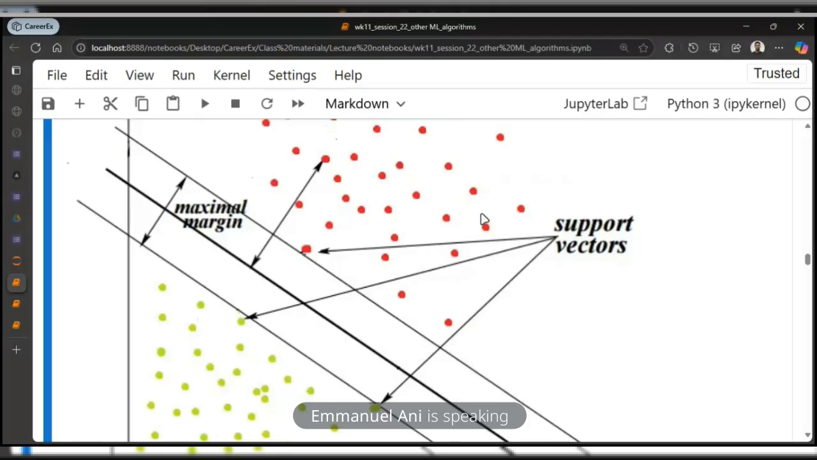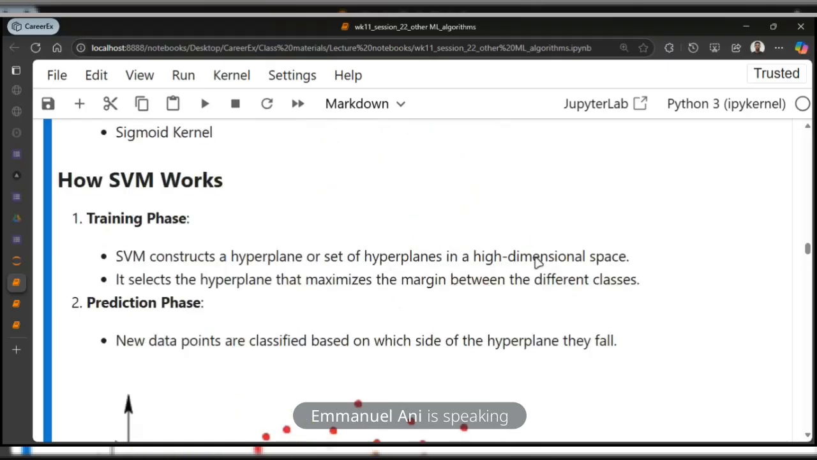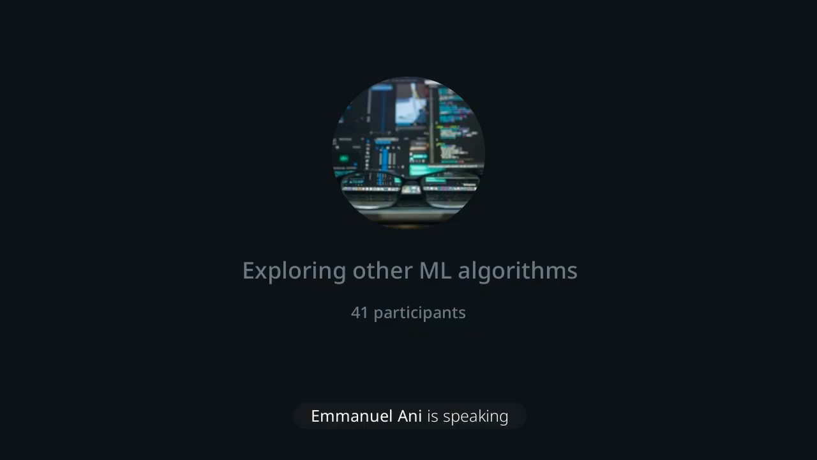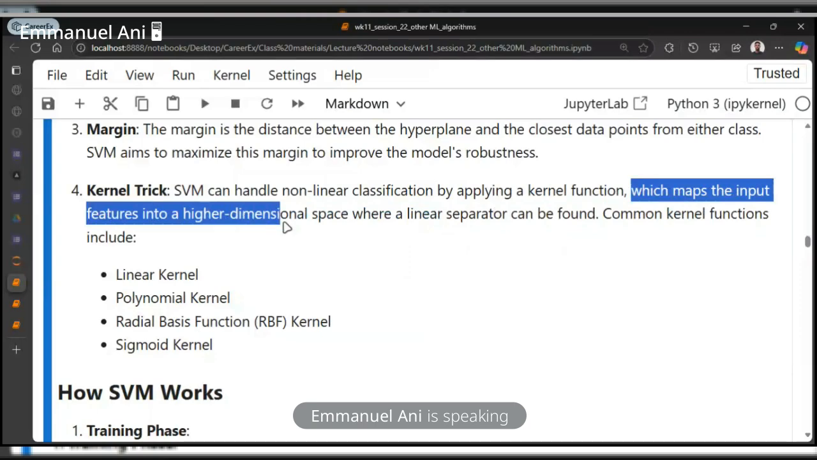All right. So now there is a trick that can be done to separate those non-linear data or non-linear classifications. That's what we're trying to explain here, and it is called kernel trick. There are different kinds of kernels that you can use to adapt your SVM to work with non-linear data, right? So SVM can handle non-linear classification by applying a kernel function, which maps the input features into a higher dimensional space where a linear separator can be found.